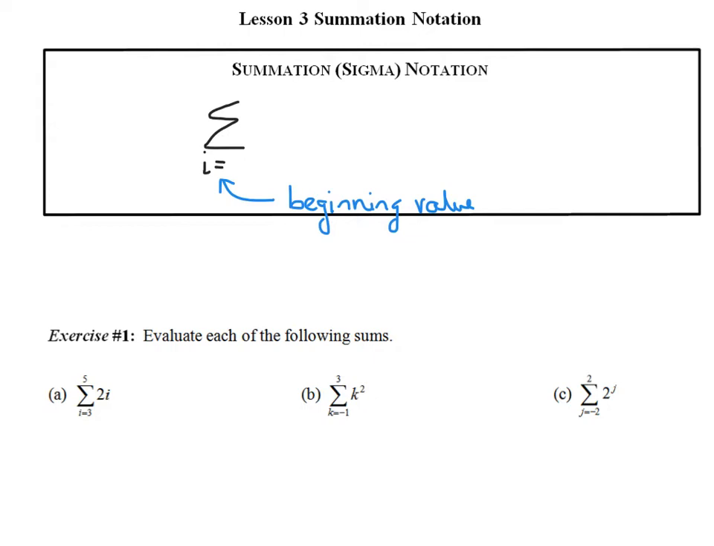On top of the sigma, we'll have a number n, and that number is going to tell us our ending value. So sigma means use all the numbers between the first beginning value and the ending value as your index. We'll be substituting that into our function for whatever the index variable is, in this case, I.